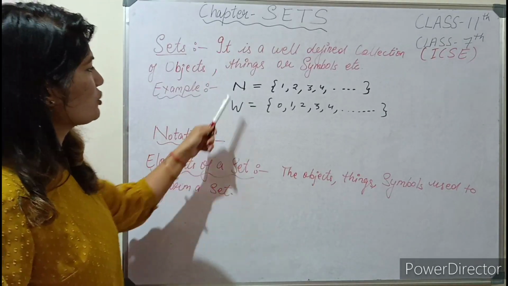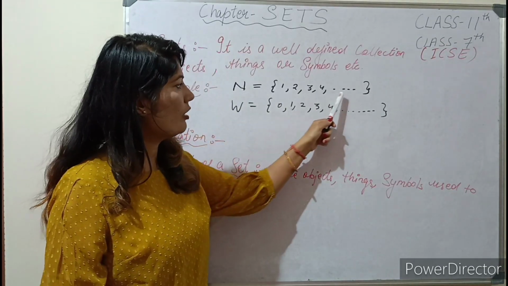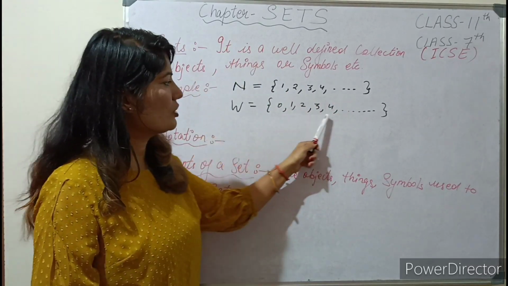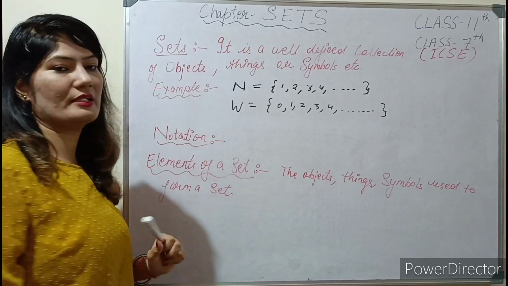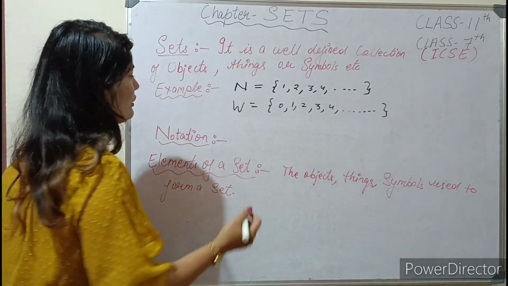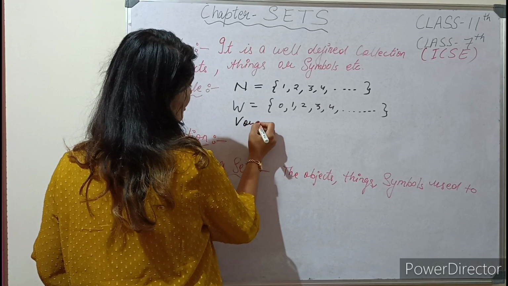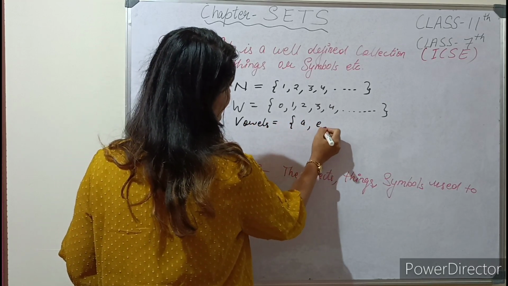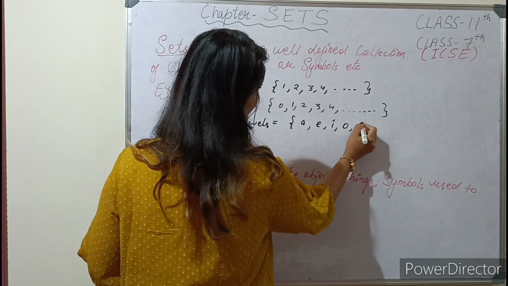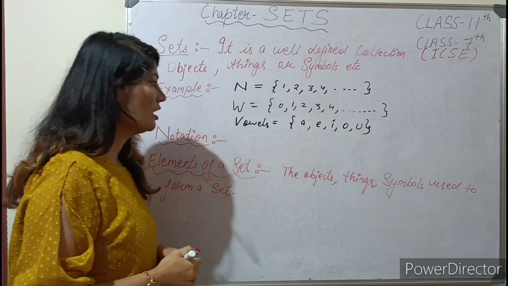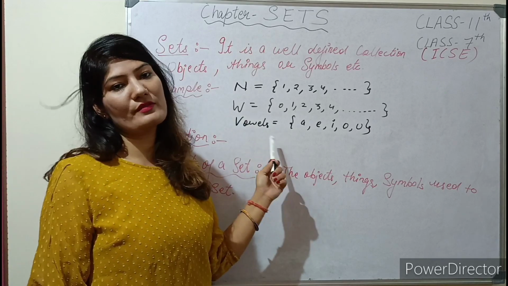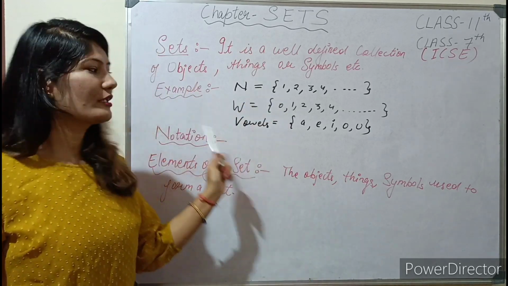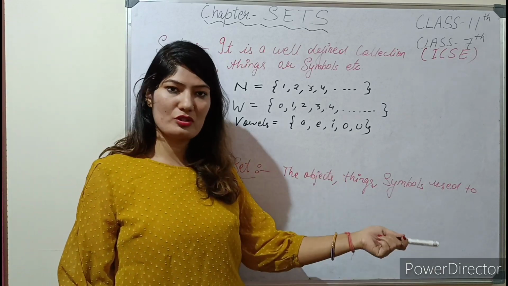For example, natural numbers. Here the collection of natural numbers forms a set. In a similar way, the collection of whole numbers forms a set. Now, if I take one more example, the vowels of the English alphabets. These are A, E, I, O, U. So here again, the vowels of the English alphabets form a set, because in this case the answer will remain the same. It won't differ from individual to individual.